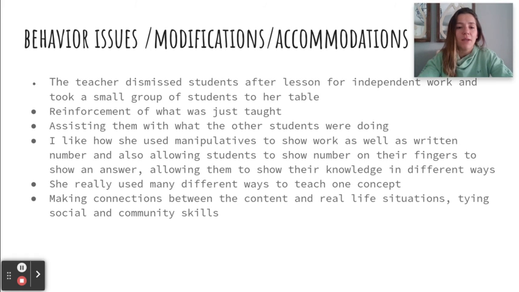For behavior issues, modifications, and accommodations, after the teacher dismissed students after the lesson to work on their independent work as a group, she took a small group of students to her table, which made me think of an accommodation. And they did something a little bit different than what the other kids were doing, which was a modification.